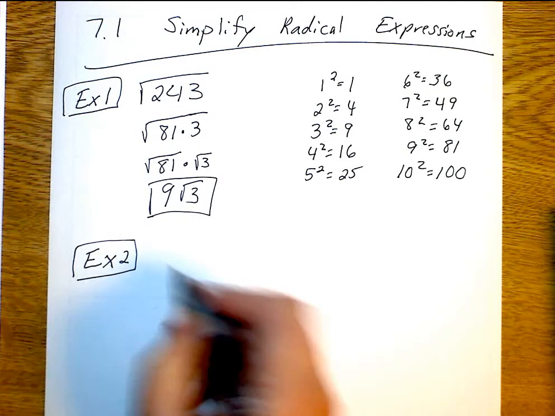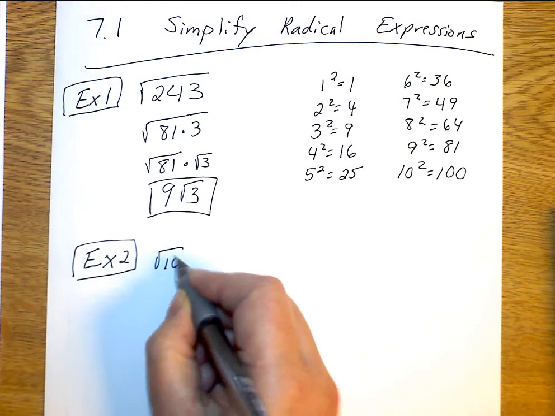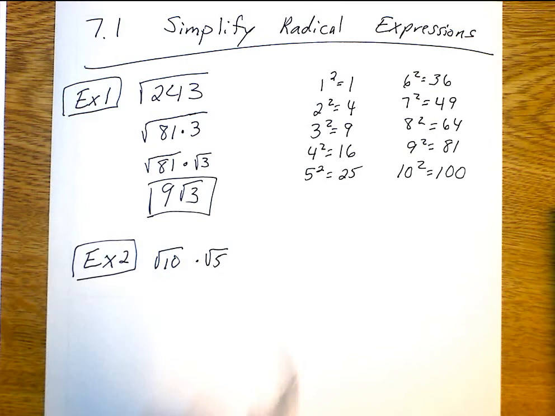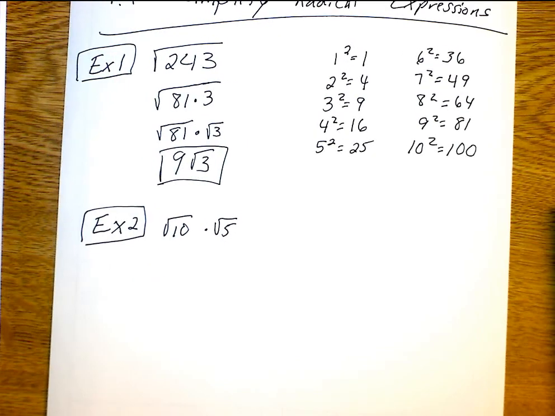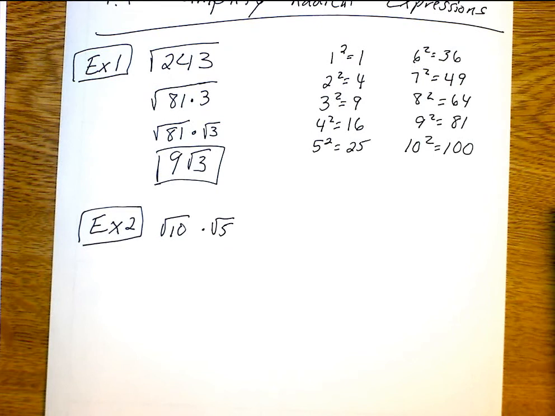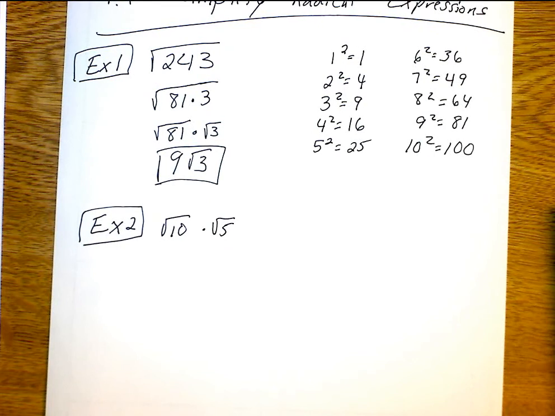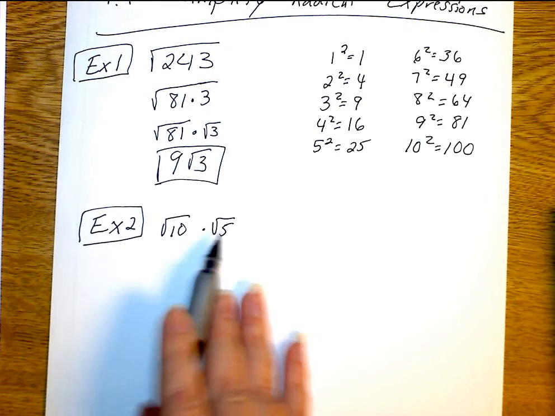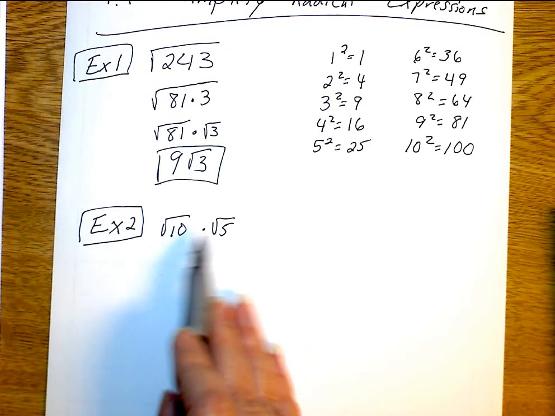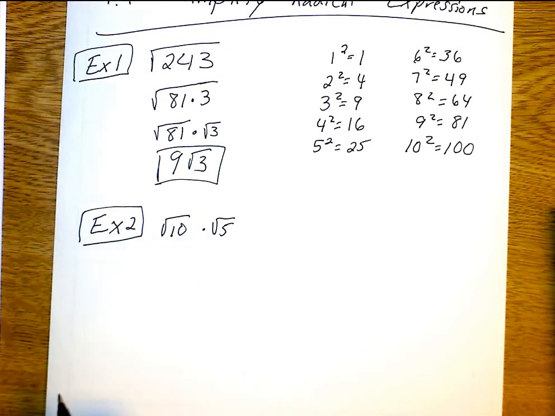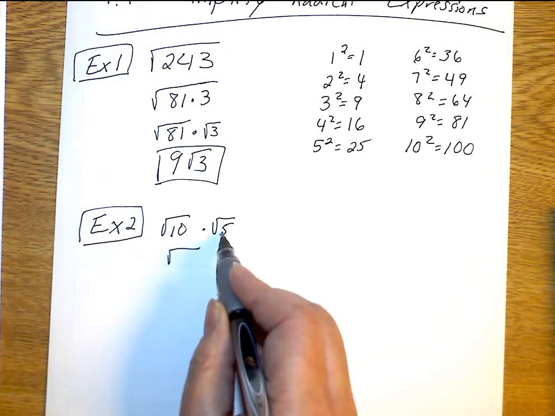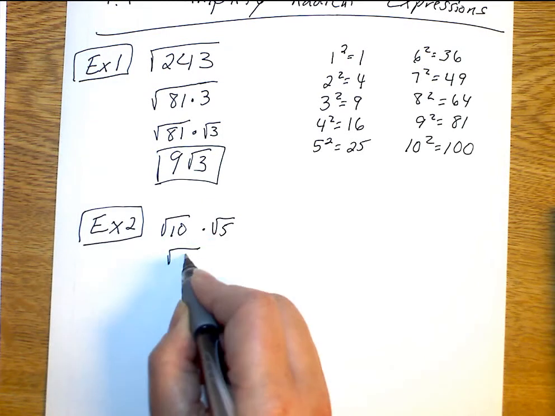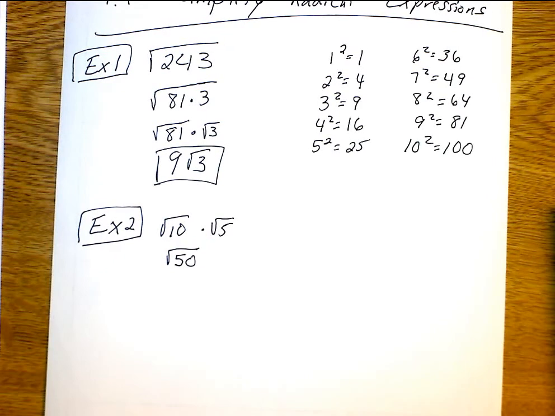Sometimes you start with the square root of 10 times the square root of 5. So sometimes we start with this. When you start with two things, the first thing you want to do is multiply what's underneath it, right? So we have the square root of 10 times the square root of 5 gives me the square root of 50.